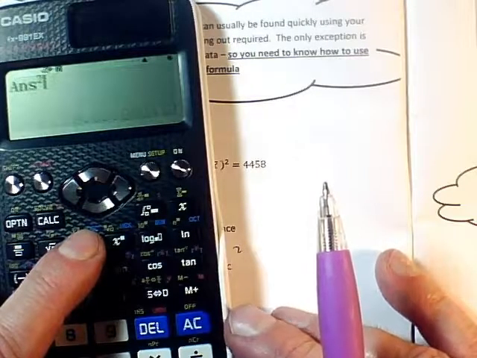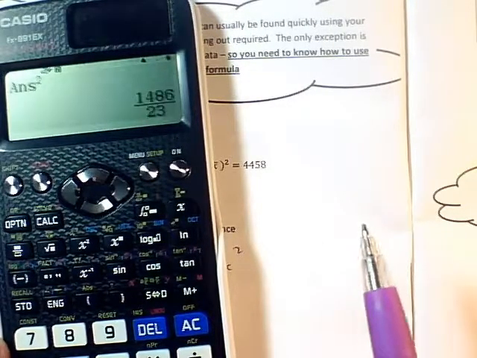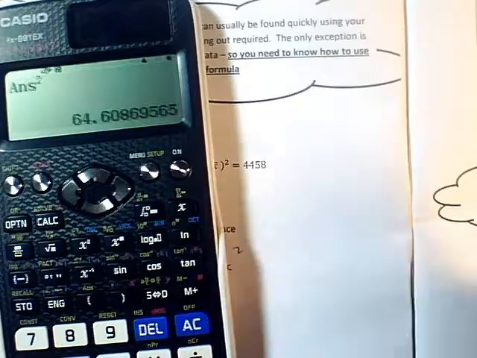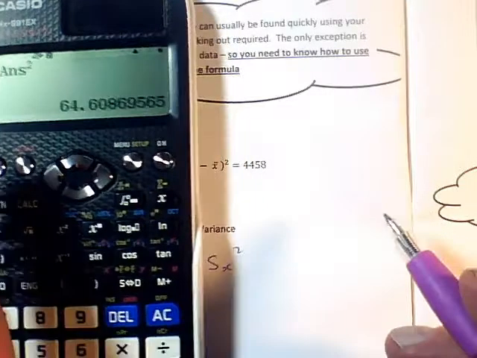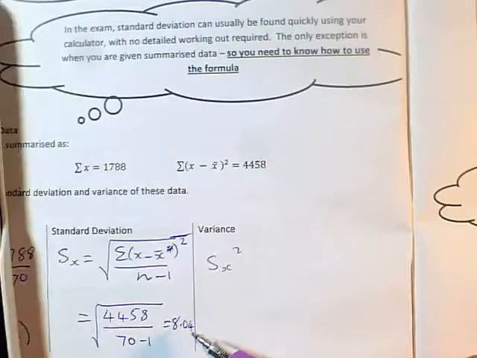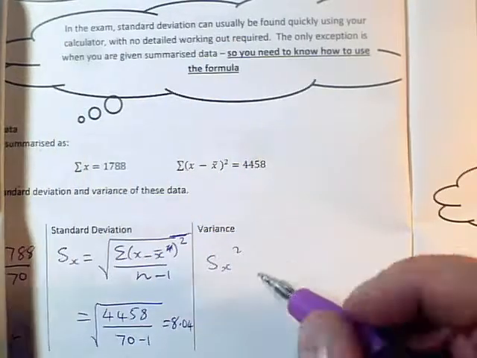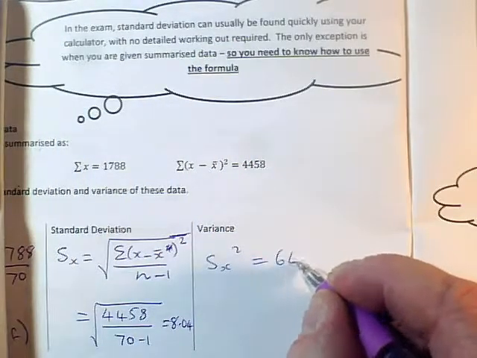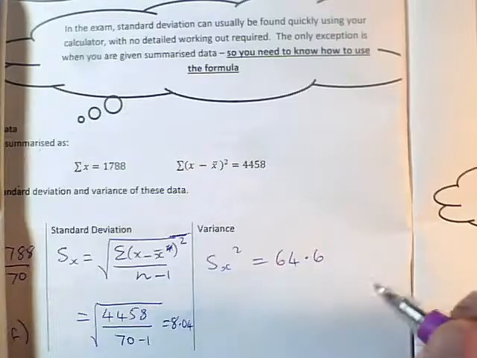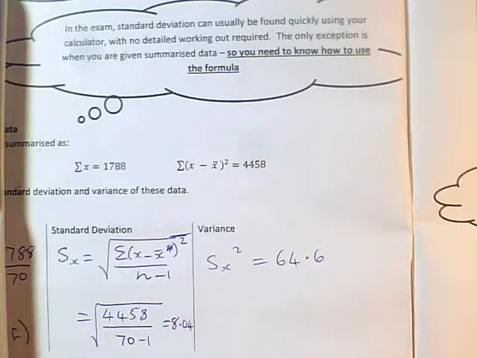So I'll use the x squared button, answer squared, and it gives it as a fraction, but it's 64.60. That makes sense. 8 squared is 64, so 64.6 for my variance is absolutely fine. So there's no mystery to the variance, it's just the standard deviation squared. The only question is why you'd be interested, and that comes up later in the course.